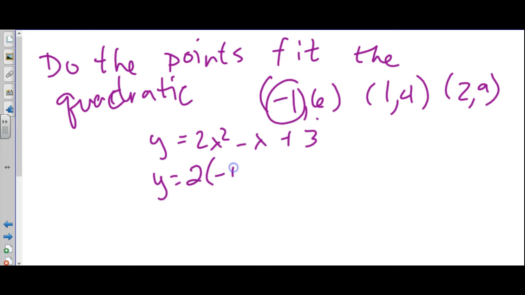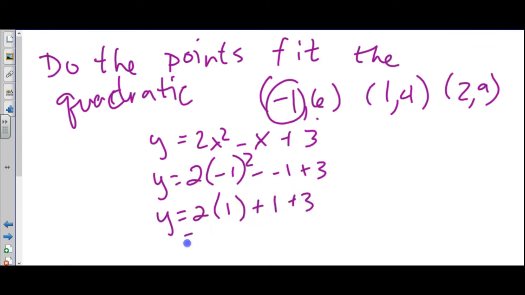So our prediction is if I plug in negative 1, it should come out positive 6. So simplifying, negative 1 squared is positive 1. A minus minus also makes this positive 1. 2 times 1 is 2, 2 times 1 is 2. And adding that all together, 2 plus 1 plus 3 is 6. That point checks out.